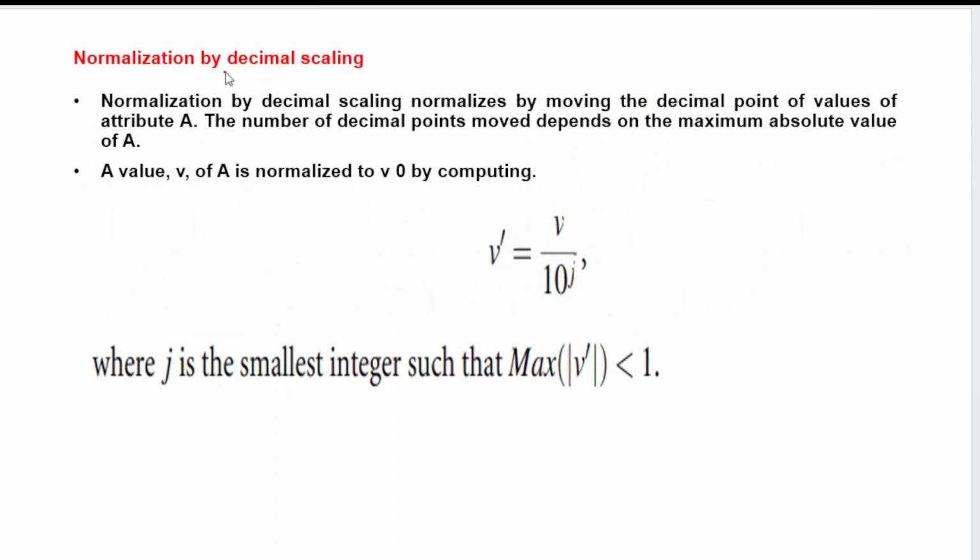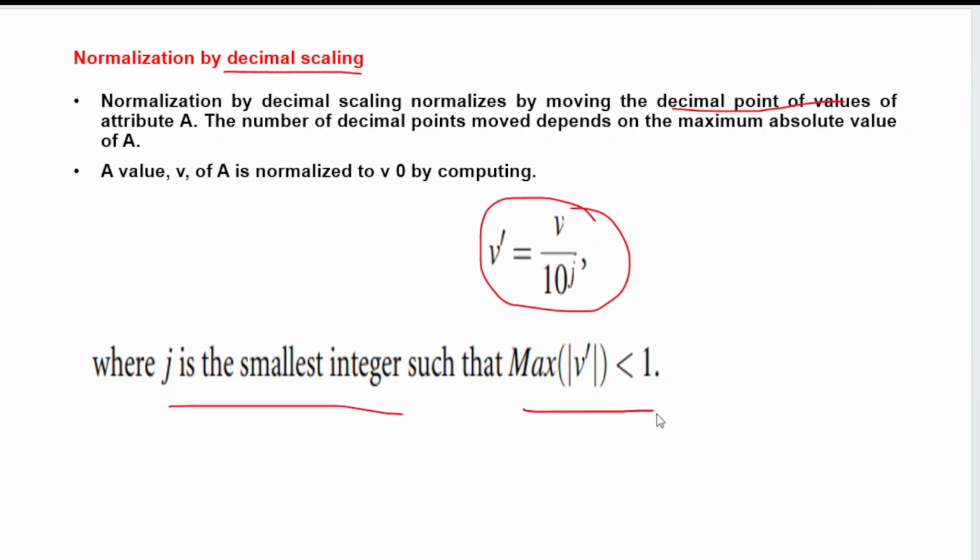And next one is the normalization by decimal scaling. How can the normalization be done by decimal scaling? If I want to convert into some decimal point values for a given attribute, simply I can do the normalization with the help of this equation: V bar is equal to V by 10 power j, where j is the smallest integer such that the maximum of V bar should always be less than 1 here.